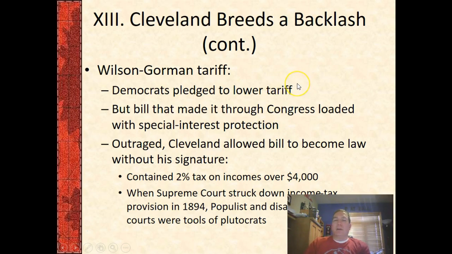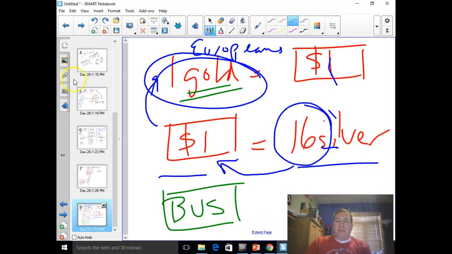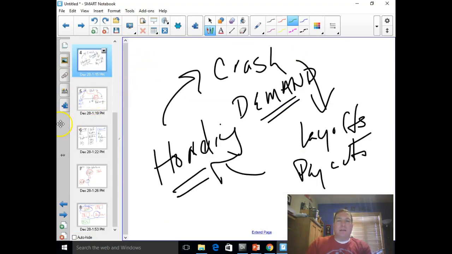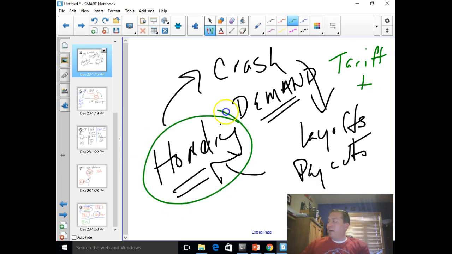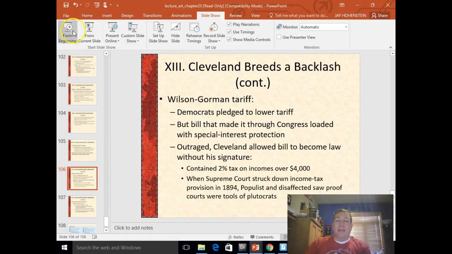But what we're about to see during this time period is that when we've got a problem with demand, this cycle going on right here, we're going to see instead the price of everything go up because we're about to add in a tariff. If we add a tariff plus layoffs and pay cuts, we're going to see even more hoarding take place, and we're going to see that we're not creating demand. That is going to cause then the economic crash to get even worse.